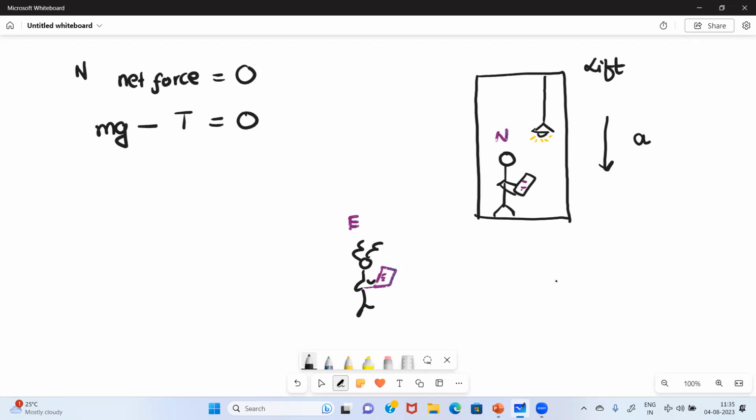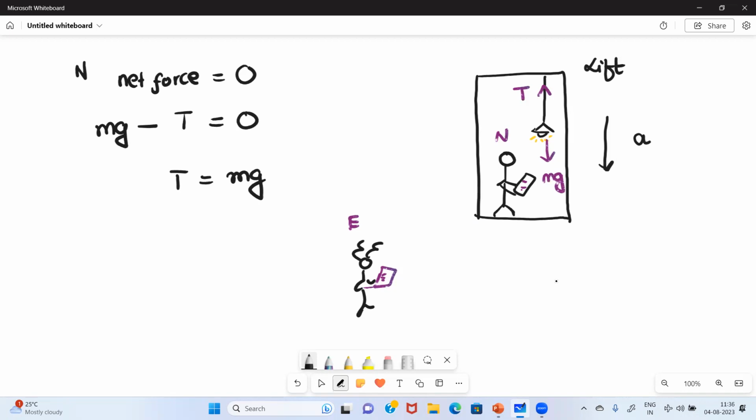Do you understand, students? Mg is the force acting, and tension is the force acting along the wire in the upward direction. Is it clear to everybody? Why did I subtract them? Because they are in the opposite direction. So he will write Mg minus T equal to 0. So according to Mr. N, what will be tension? You take Mg to the other side. T is equal to Mg.